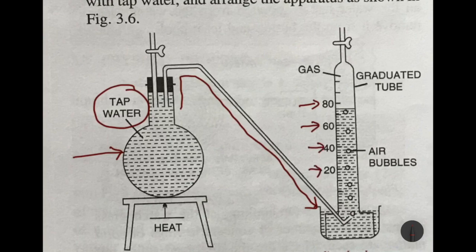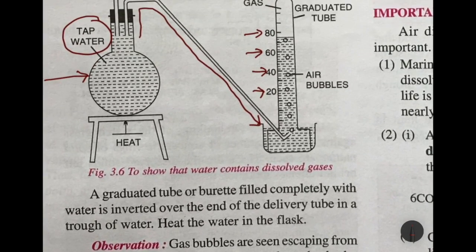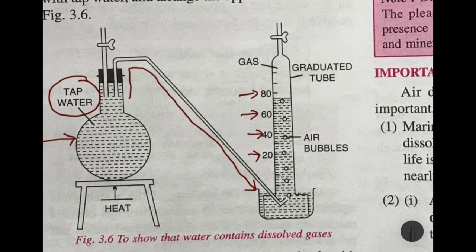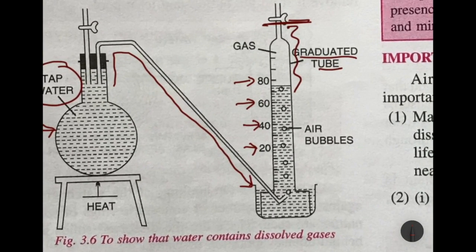And remember, in the beginning of the experiment, this graduated tube is completely filled with water. Okay, right up till here it is completely filled with water. So what do we do? We heat the water in the flask. So what will your observation be? You will see bubbles arising, and very soon what will happen? The level of water will start dropping down.